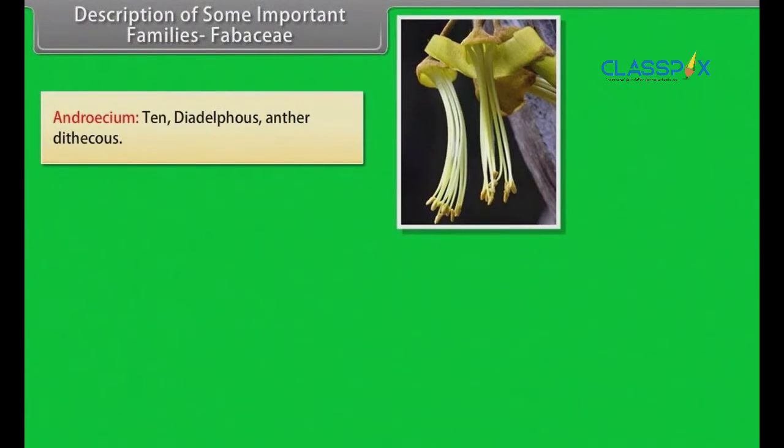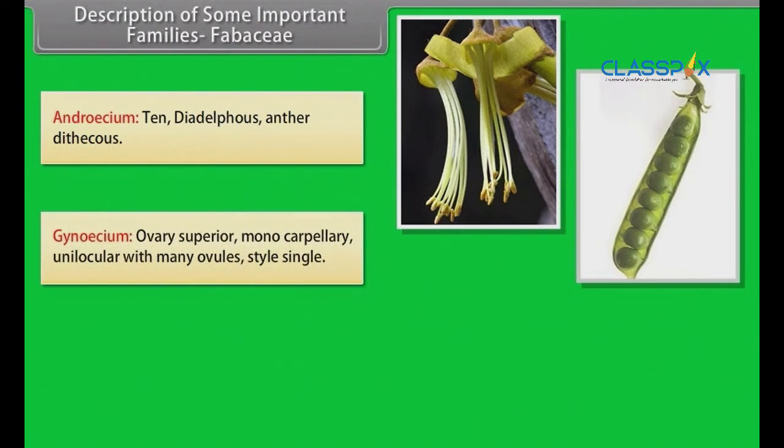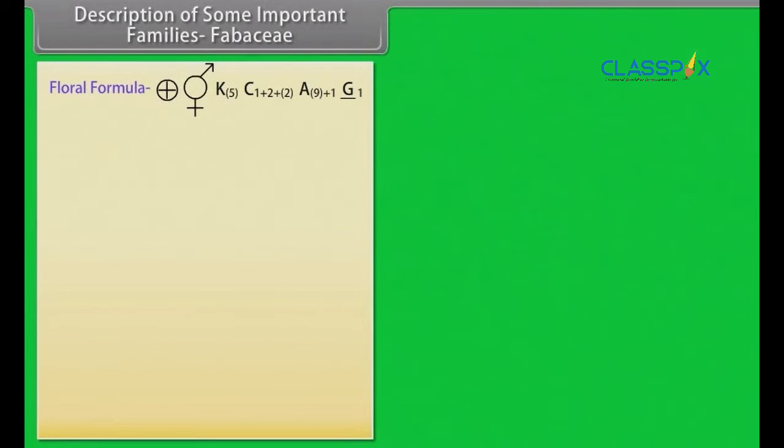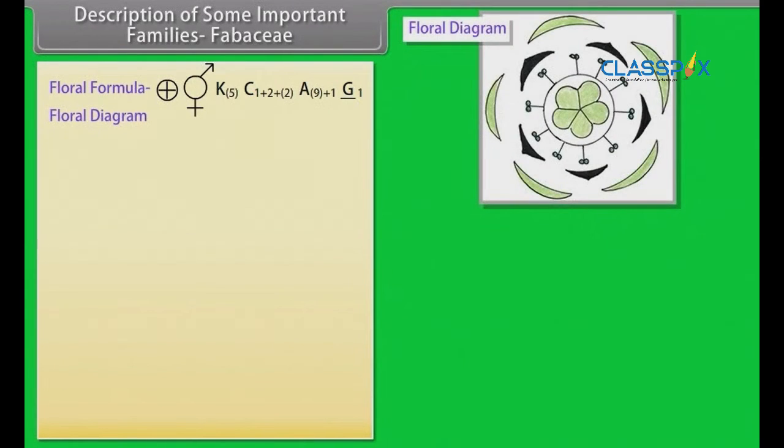Androecium 10, diadelphous, anther dithecous. Gynoecium: ovary superior, monocarpellary, unilocular with many ovules, style single. Fruit: legume. Seed: one to many, non-endospermic. Floral formula is shown, and this is the floral diagram.